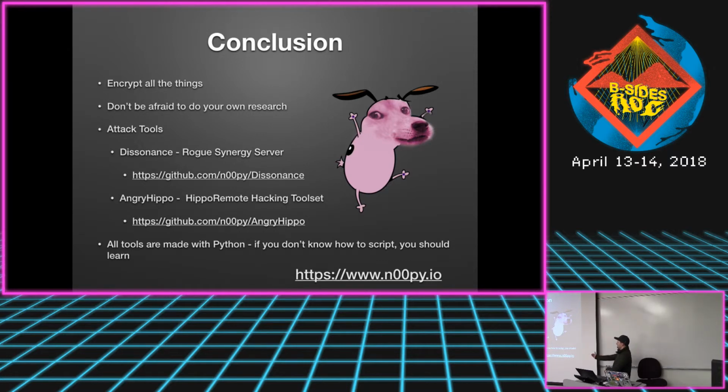All the tools that I mentioned, the Rogue Synergy server is there on my GitHub, as well as Angry Hippo. Both of these are written in Python. Not a developer, not really much of a programmer, but Python's super easy to use. So if you hadn't gotten into any programming yet, I would say jump into that and have some fun with it. Down on the right is my blog. I talk about a lot of topics related to pen testing and just kind of security research that I do.